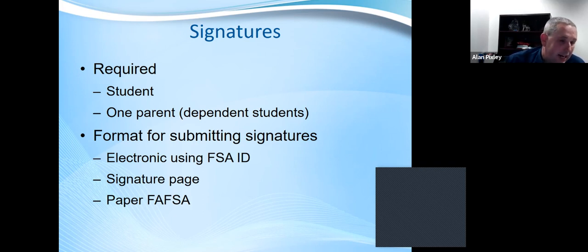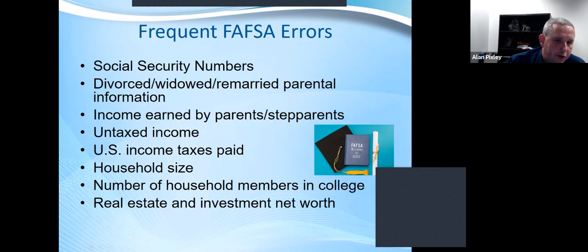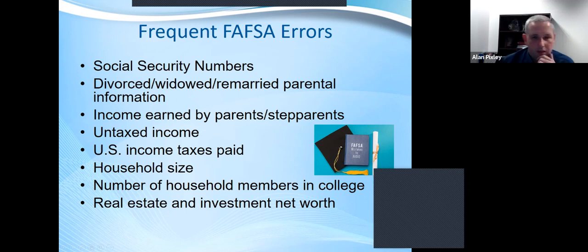If for some reason you're an independent student, because maybe you were in foster care, or you've gotten married, or you have a child that you provide more than 50% of their support, you would not be required to have a parent signature in that case. If for some reason you couldn't sign with your FSA ID, there is an opportunity to talk to your school and get a signature page that we can submit to the Department of Education as proof that you have signed that.